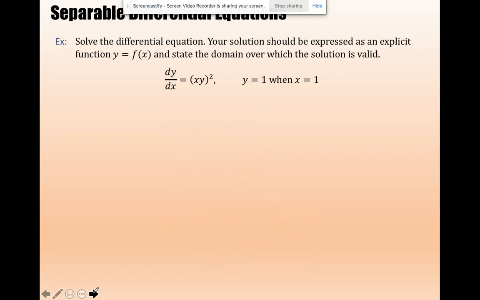Let's do another one. So here are the directions that you see in your book. Solve the differential equation. They didn't say separable. Your solution should be expressed as an explicit function. AP doesn't really use this language, right? They'll say report your answer as y equals f of x. They don't say explicit, but they will write this. You need to understand that means get y by itself in your final answer.